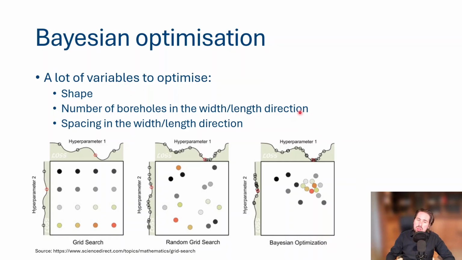The last one, which is called Bayesian optimization, uses a statistics-based methodology. We start with a couple of tries, so we do some random simulations, and based on that, we already know which combinations of shape, spacings and number of boreholes lead to a good result and which combinations do not. So we can search in the neighborhood of the good simulations and stay away from the bad simulations. And so we converge towards what is statistically the best solution.